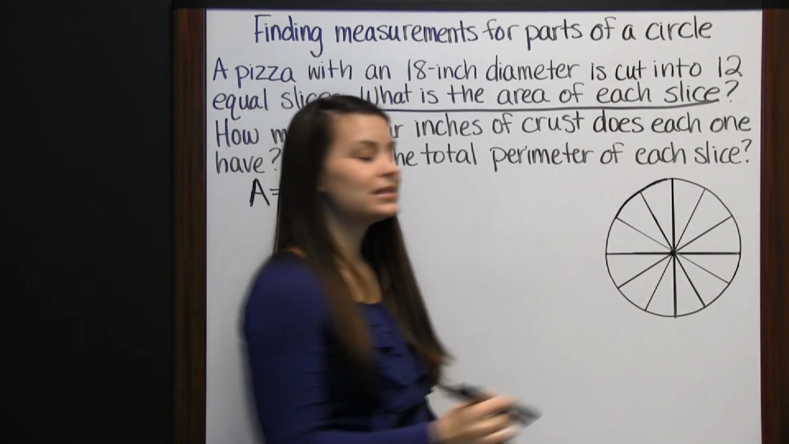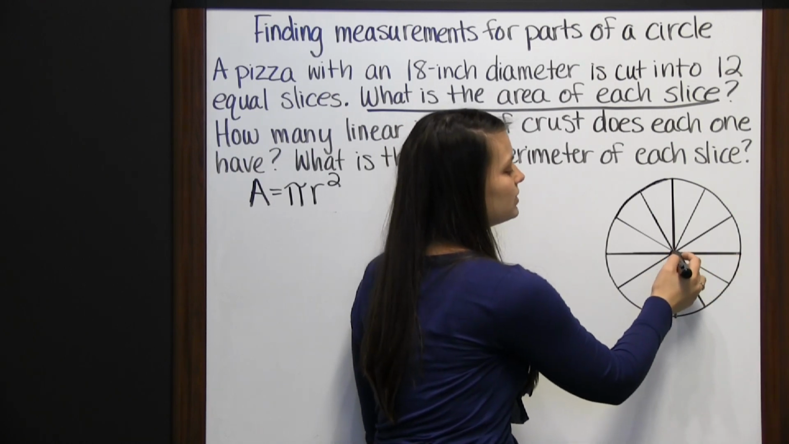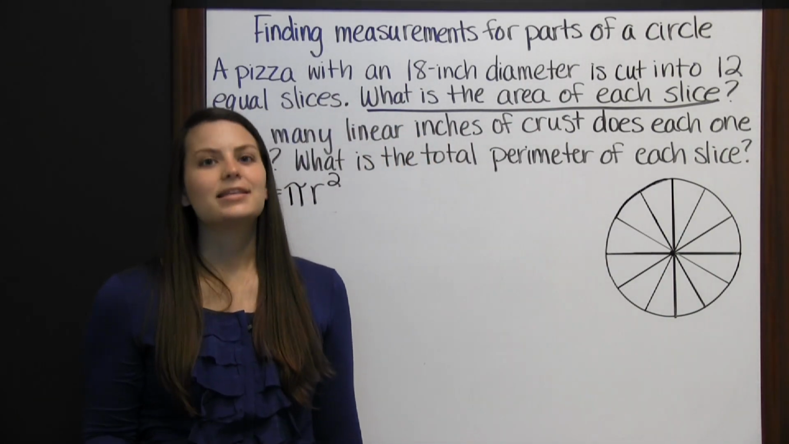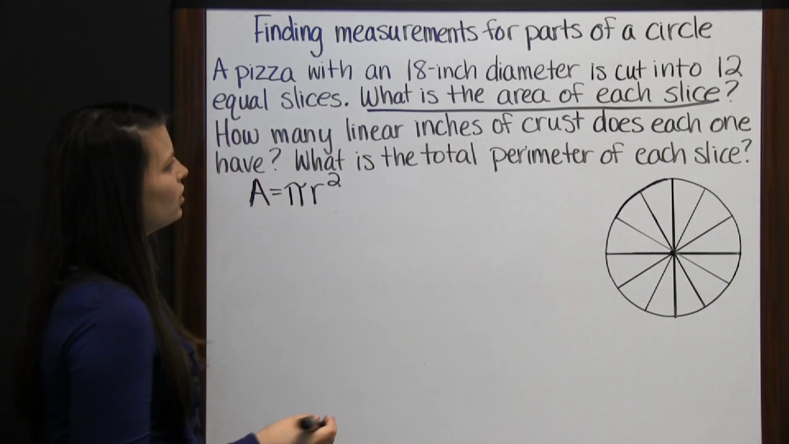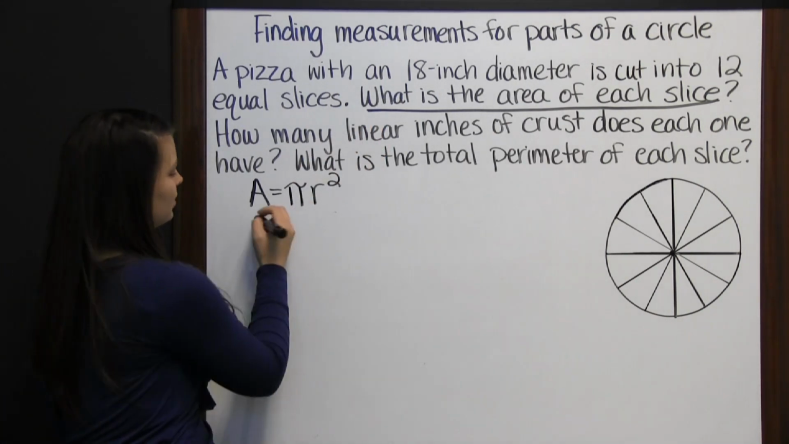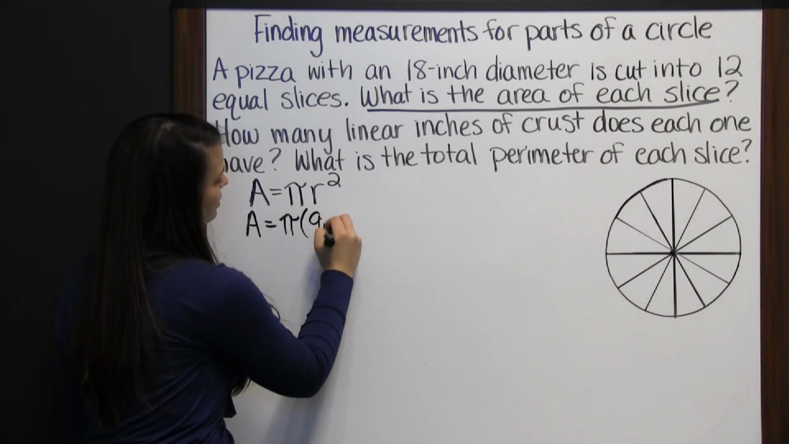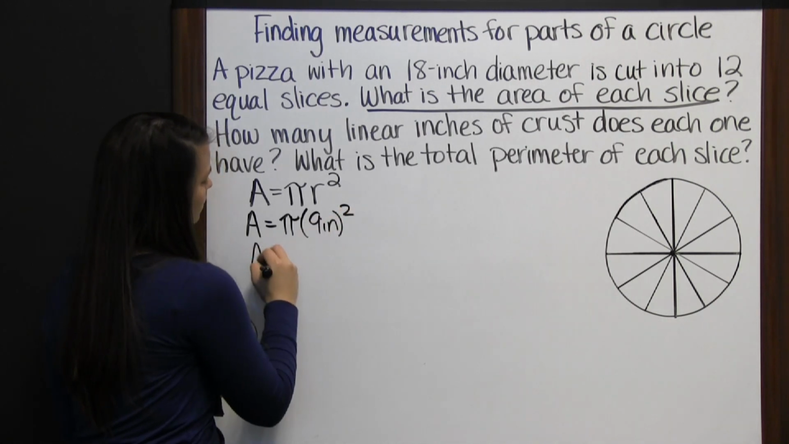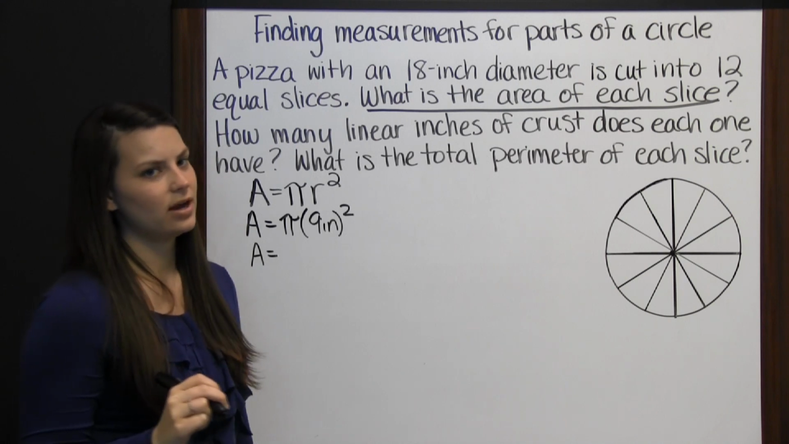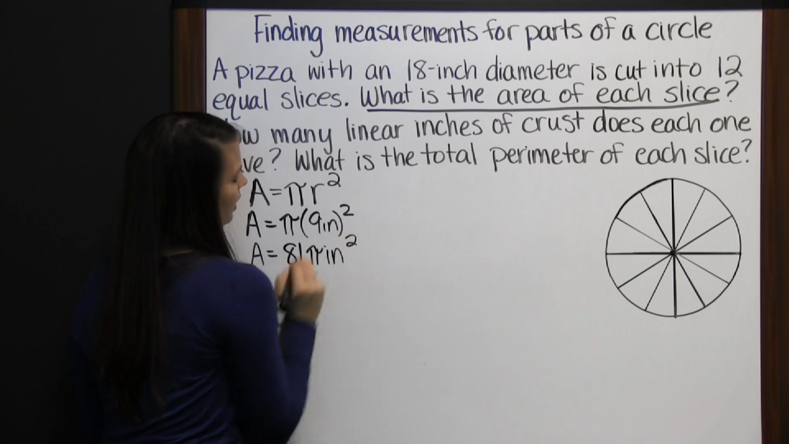The radius is the distance halfway across the circle, or it has its endpoints on the center and the outside of the circle. The radius then is half the diameter. So if the diameter is 18 inches, then the radius is 9 inches. So we substitute 9 inches for radius. Pi times 9 inches squared. So 9 inches squared is 81 inches squared, times pi is 81 pi inches squared.